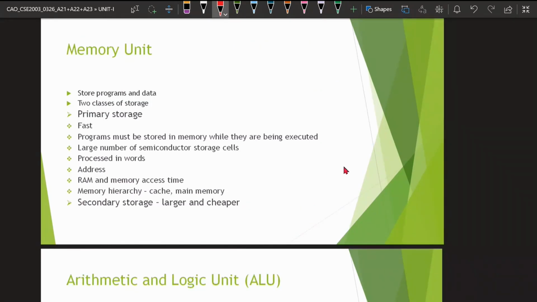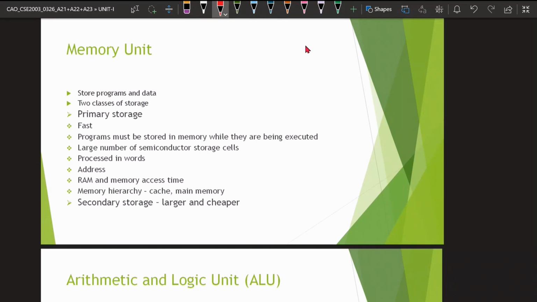The next one is the memory unit. Basically, what memory does, as everyone knows, is it stores data, and that can be either actual data or a program.